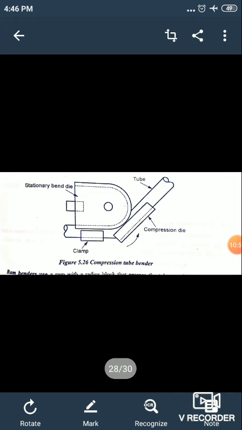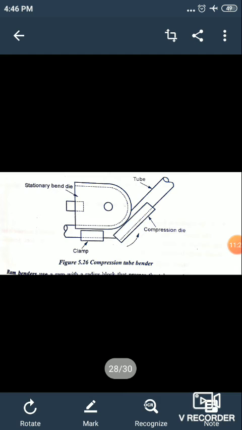Next, we can see the compression bender. The main component is the compression die. The operation of a compression bender is similar to rotary draw benders. However, the bend die remains stationary and the compression die moves over the tube to bend the tube.